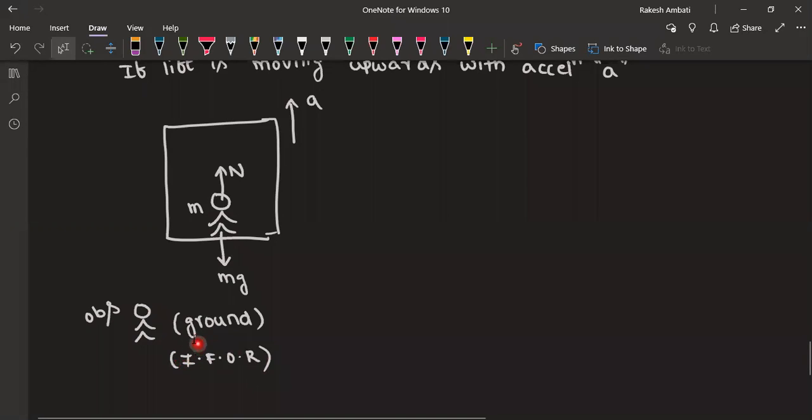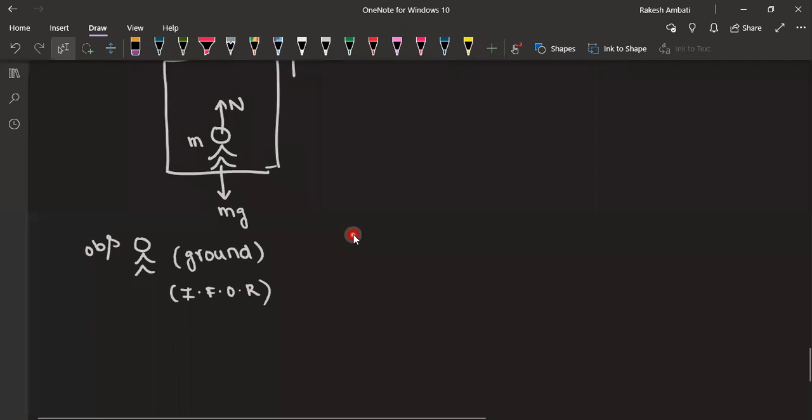In the case of inertial frame, do we have to consider pseudo force? No, sir. We have to consider it in the case of non-inertial frame. But in this case, the observer is in the inertial frame, so no need to take the pseudo force. Now please answer: for a person on the ground, does the man seem to be moving upwards or downwards? For this observer, this man seems to be moving upwards.